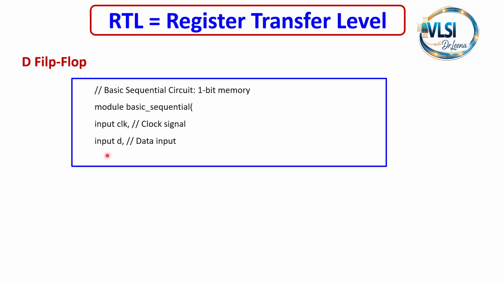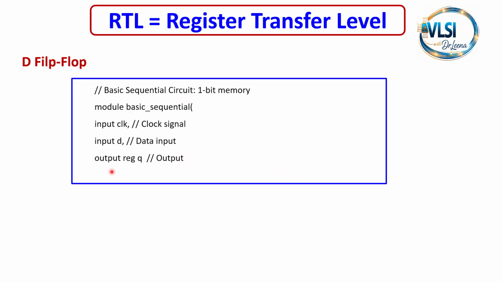Next, we are giving the input D. D is the data input. This is the value we want to store. It is either 0 or 1. Now, we are giving the output. Q is the output. It is declared as reg because it stores a value. It is assigned inside an always block. The important thing is reg does not automatically mean a hardware register. It means it can hold a value inside a procedural block.